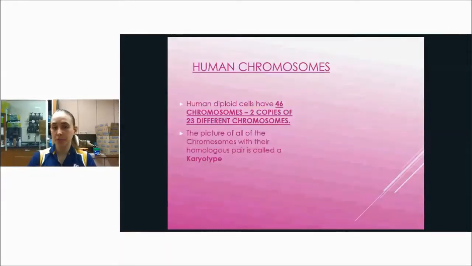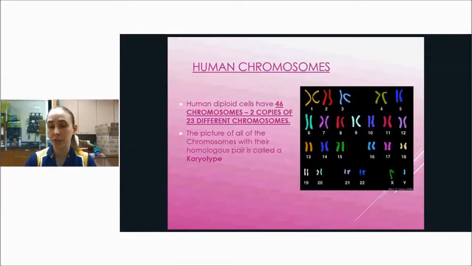Human diploid cells have 46 chromosomes, 2 copies of 23 different chromosomes, and the picture of all the chromosomes with their homologous pair is called a karyotype. We saw this when we watched the crash course video on meiosis, and we spoke about the karyotype. So you have 2 copies of each chromosome, starting with pair number 1 and ending with pair number 23, which are your X and Y chromosomes, which determine your sex. Female has 2 X's, and a male has an X and a Y.